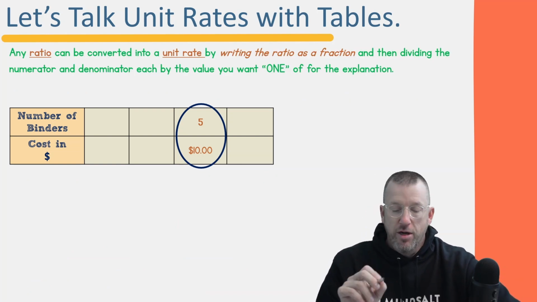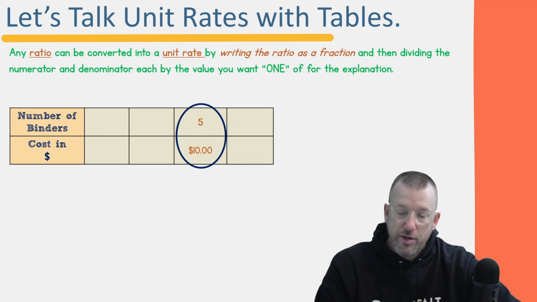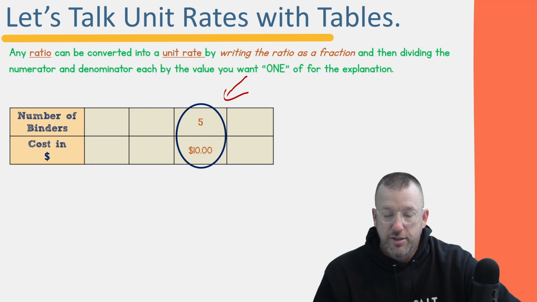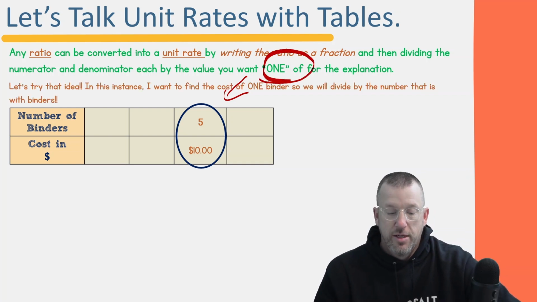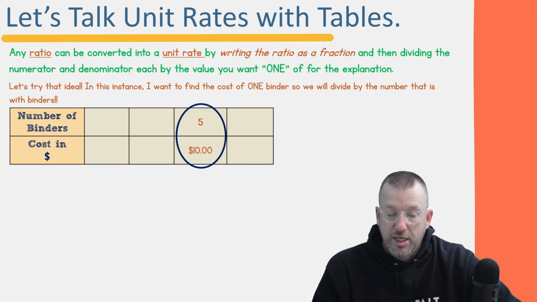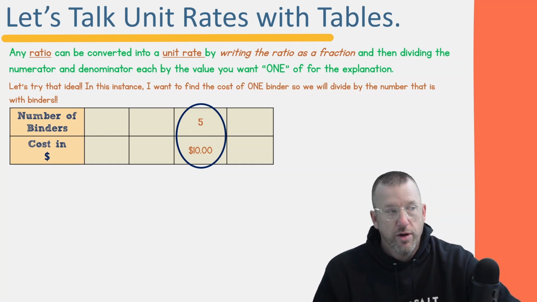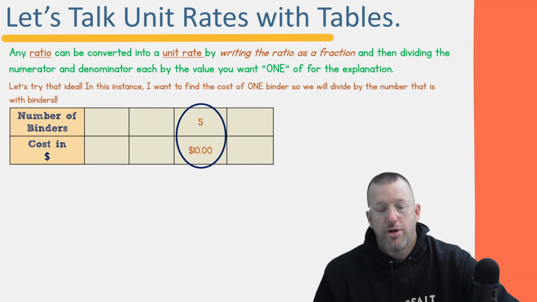Okay, so the big part about this is we have to figure out how to convert this into a unit rate. In other words, how do we convert 5 binders over $10 into a unit rate? You can divide the numerator and denominator by the value you want one of them to be. Let's try that idea. For instance, we have 5 binders that cost $10. Do we want to know how much binder we get for $1, or do we want to know how much one binder costs? Right, we want to know how much one binder costs.